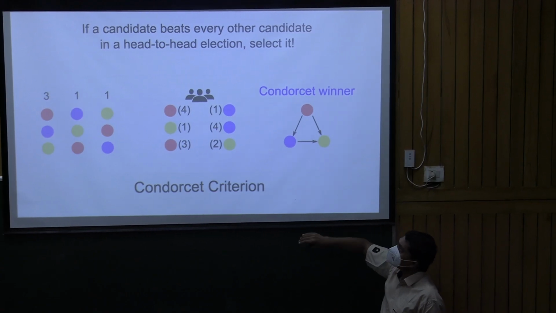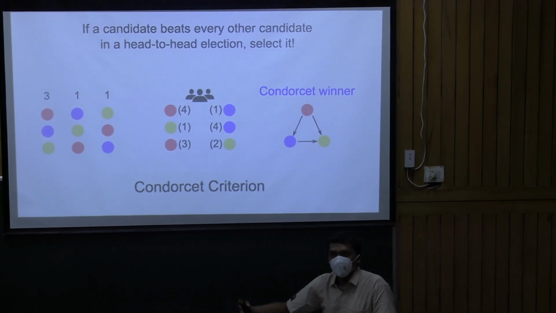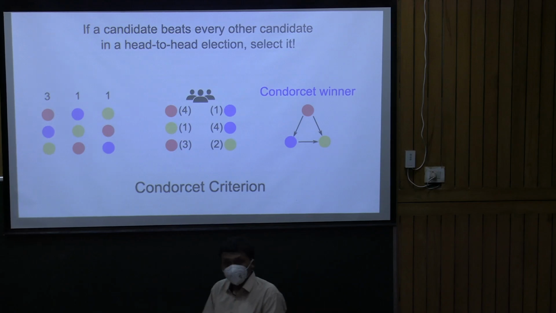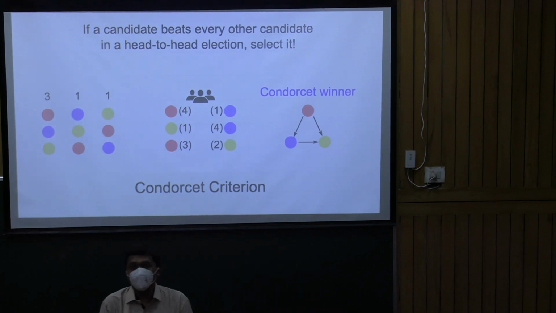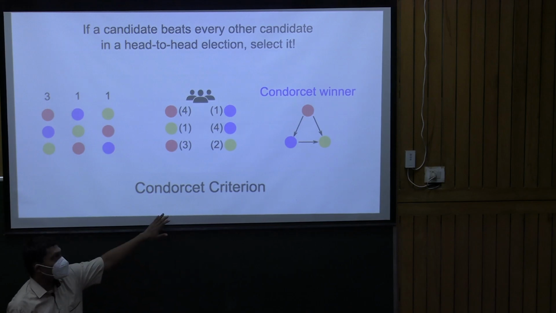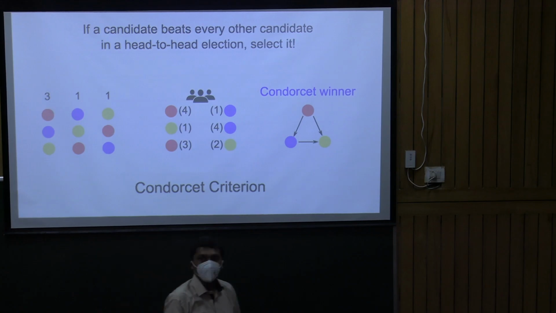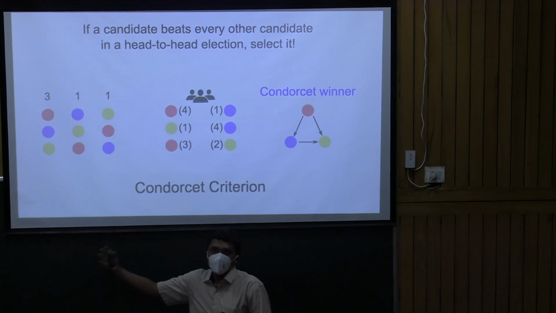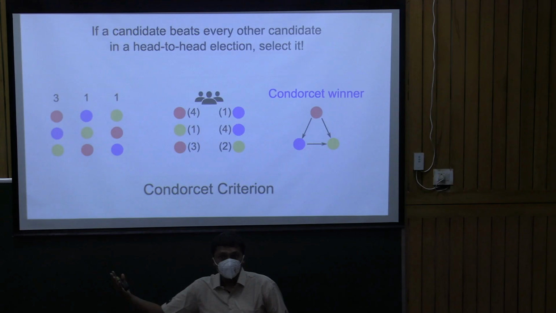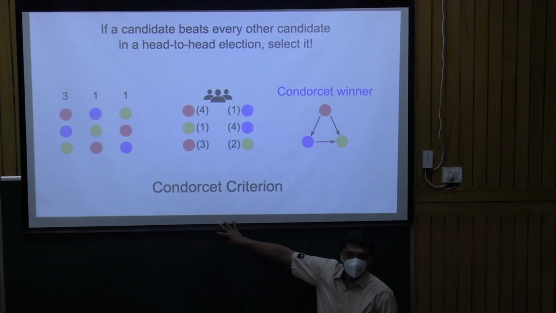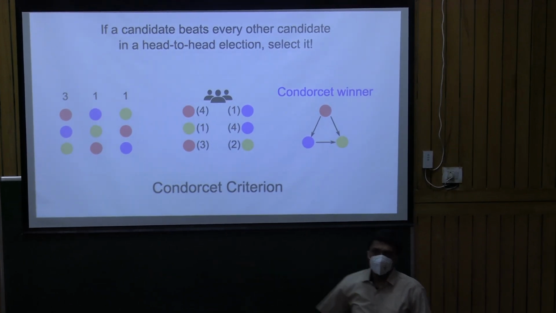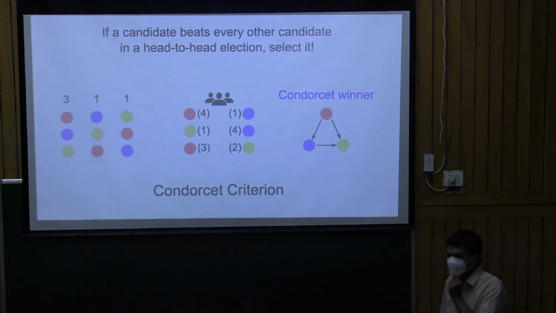Such a candidate is known as a Condorcet winner. What Condorcet laid out was that if there happens to exist a Condorcet winner in your input, it makes sense to elect it. This suggestion is called the Condorcet criterion. Any voting rule that always elects a Condorcet winner, if one exists, is said to satisfy the Condorcet criterion. It's a property of voting rules.